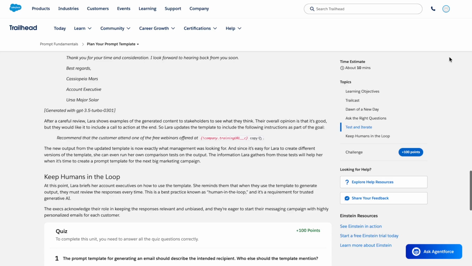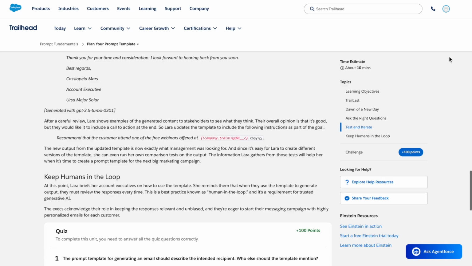After a careful review, Lara shows examples of the generated content to stakeholders to see what they think. Their overall opinion is that it's good, but they would like it to include a call to action at the end. So Lara updates the template to include the following instructions as part of the goal. Recommend that the customer attend one of the free webinars offered at company.trainingurl. The new output from the updated template is now exactly what management was looking for.